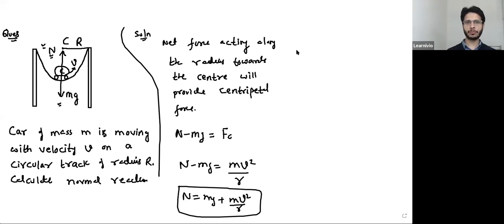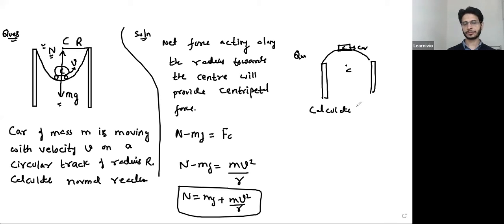Solve a similar problem. I'm just changing the shape of the bridge. This is the shape of the bridge. This is the center, and this is the car. Also calculate the normal reaction here.